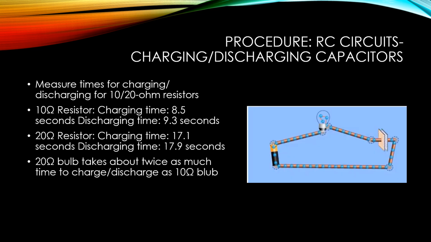Here are the measured times for charging and discharging with the 10 and 20 ohm resistors. For the 10 ohm resistor, the charging time was 8.5 seconds and the discharge time was 9.3. For the 20 ohm resistor, the charging time was 17.1 seconds and discharge 17.9. So for the 20 ohm bulb, it takes about twice as long to charge and discharge as the 10 ohm bulb.